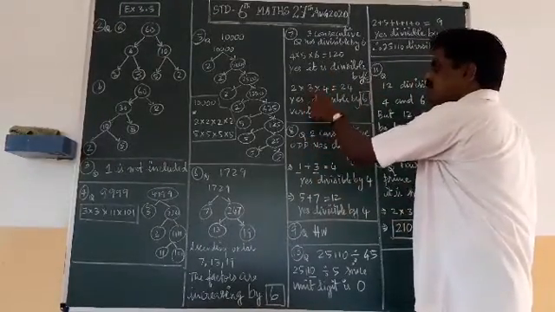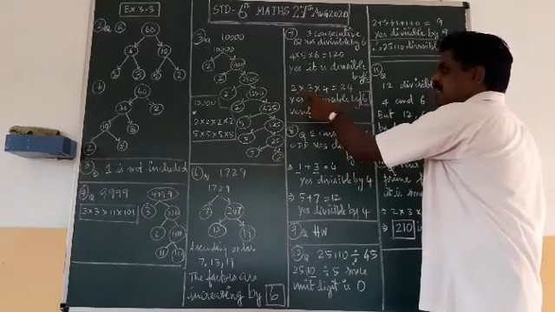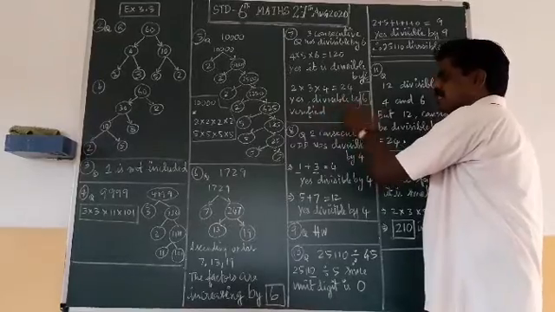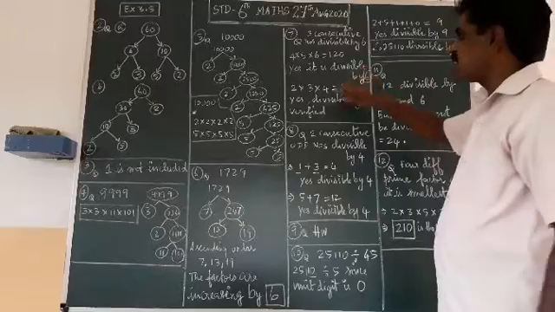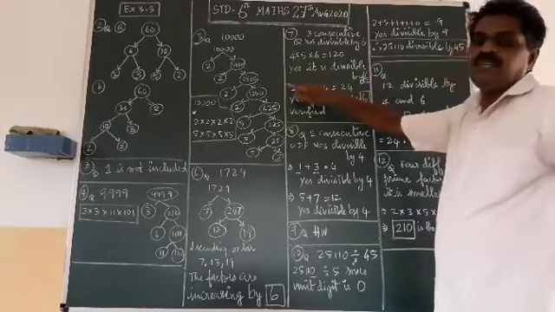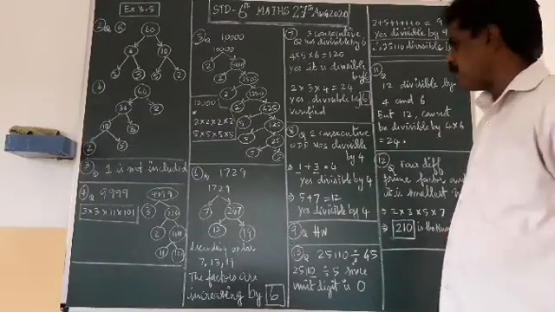Then another set of numbers: 2 multiplied by 3 multiplied by 4, the consecutive numbers 2, 3, 4. Multiplying, I get 24. Yes, it is divisible by 6. It is verified. So 6 divides the product of any three consecutive numbers. That is the thing.